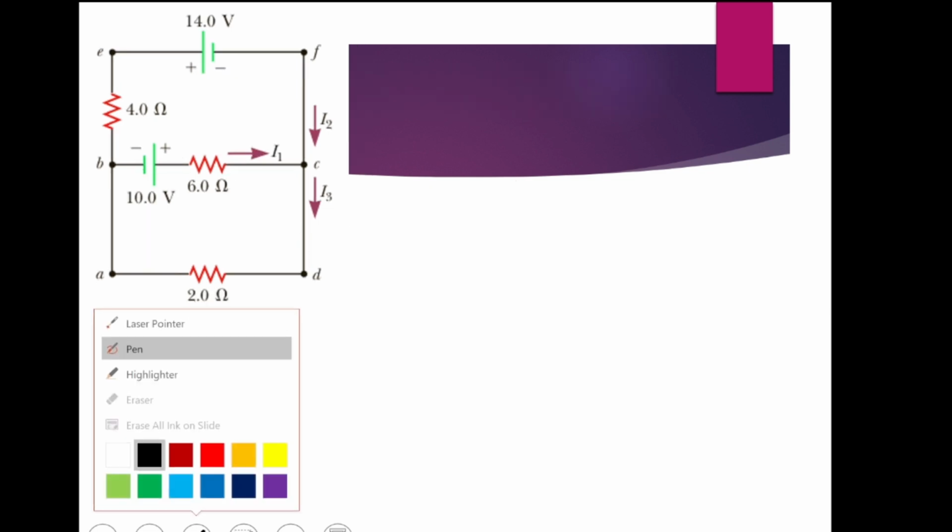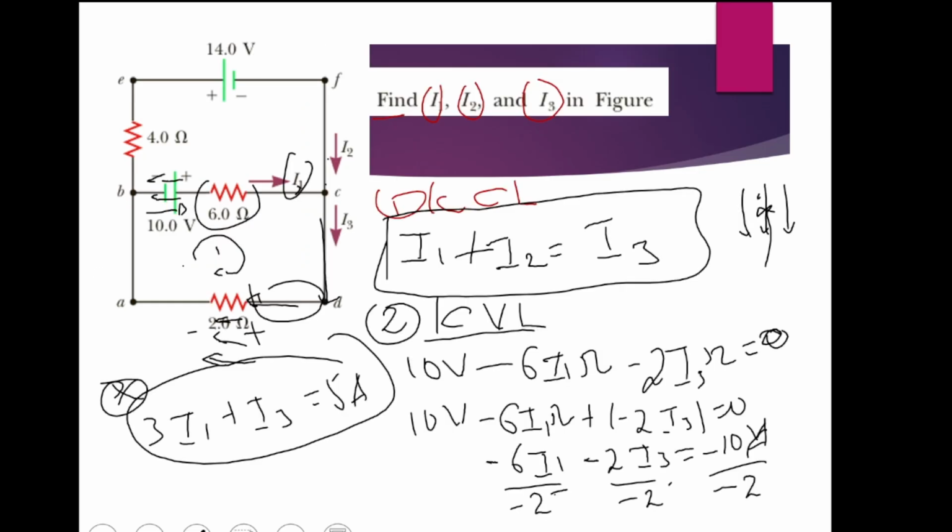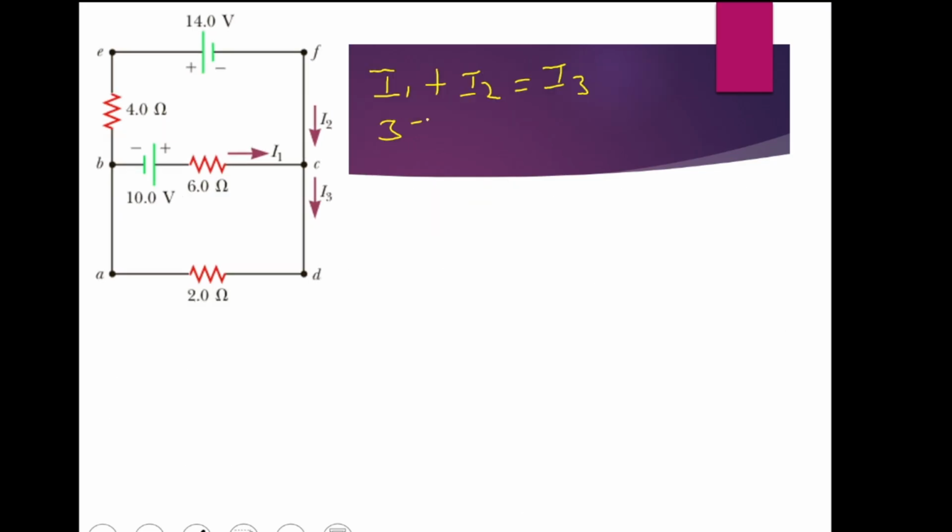Let's rewrite what we have got here. I1 plus I2 gives us I3 according to Kirchhoff's first law, and 3 I1 plus I3 gives us 5 amperes. This is from Kirchhoff's second law using the lower loop. Now let's use the upper loop and find the equation that will help us.